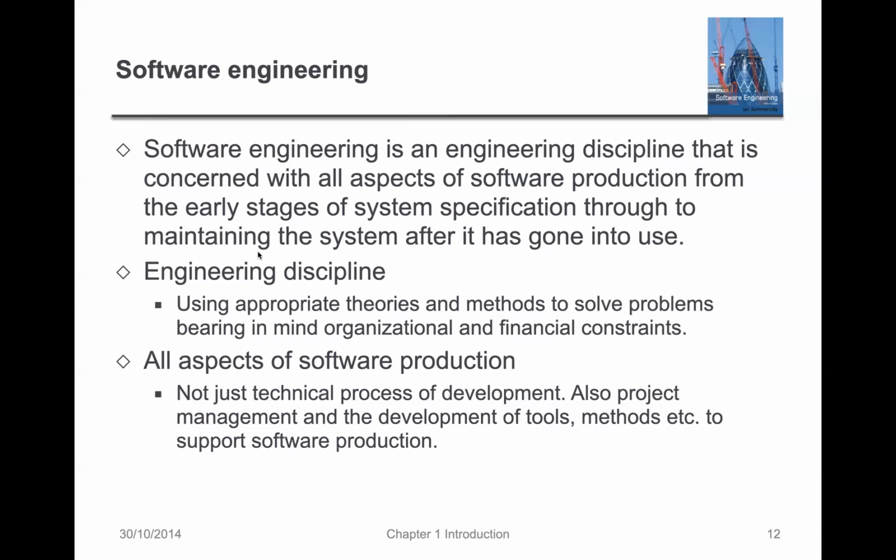So it's all aspects of software production. It's not just the technical process of development. Another explanation that I give: it's not just writing the code. You are using Python, you are using Java, you are using whatever. This includes all the aspects of software production. So project management is in it. You see, there are people that don't know anything about coding, but they know how to manage the project. The development of the tools, the methods that you are using, the software that supports software production. So all of this entails software engineering.